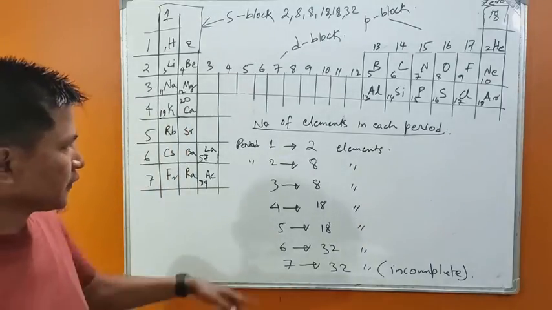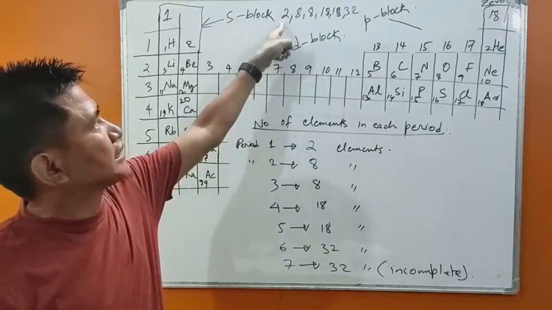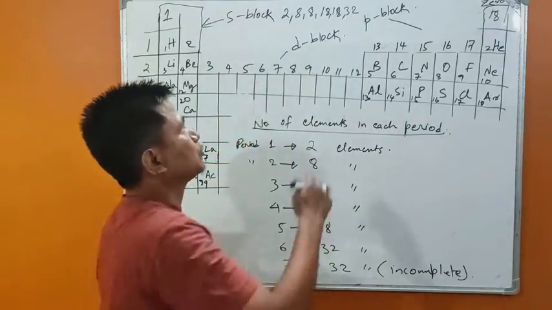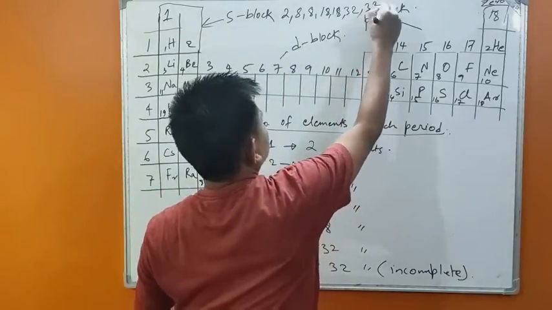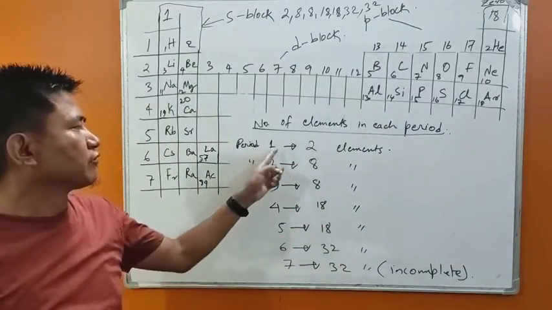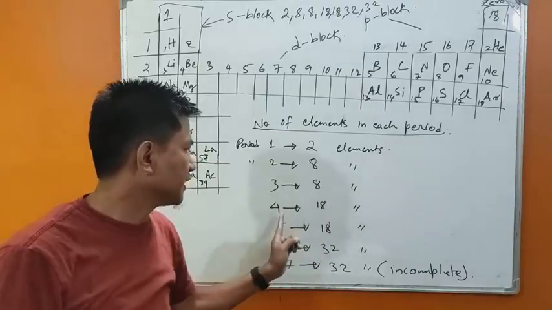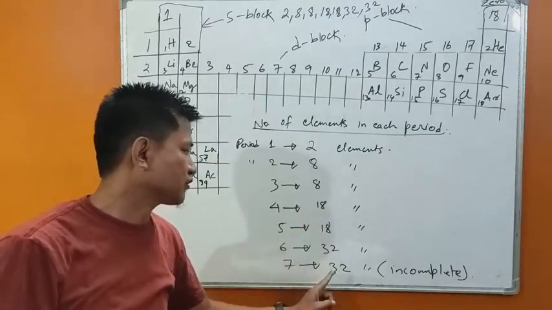Okay, we must remember this magic number 2, 8, 8, 18, 18, 32, 32. If you remember this, period 1 contains 2 elements, period 2 contains 8 elements, period 3 contains 8 elements, period 4 and 5 contain 18, and periods 6 and 7 contain 32.